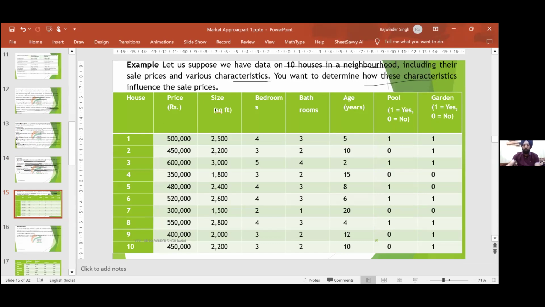See, house number one: its price was 5 lakh, size was 2,500 square feet, number of bedrooms was 4, number of bathrooms 3, age of the building was 5 years, swimming pool was 1. If it is 1, we will write yes, 0 for no. Garden: if 1 is written, it means there is a garden. If it is 0, no garden. So this data is given to you. You have collected the data from the market.